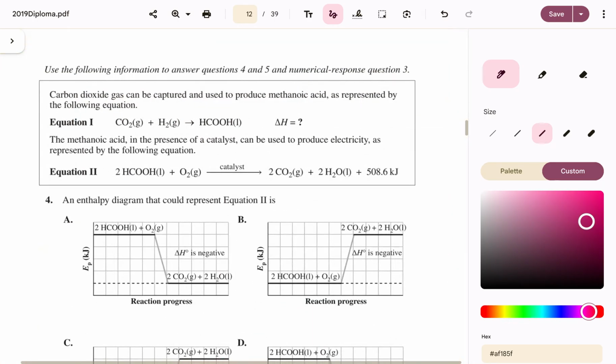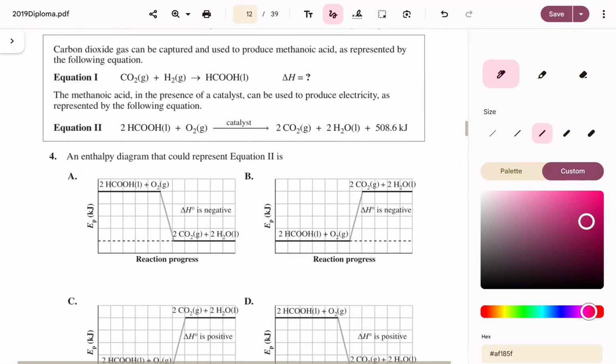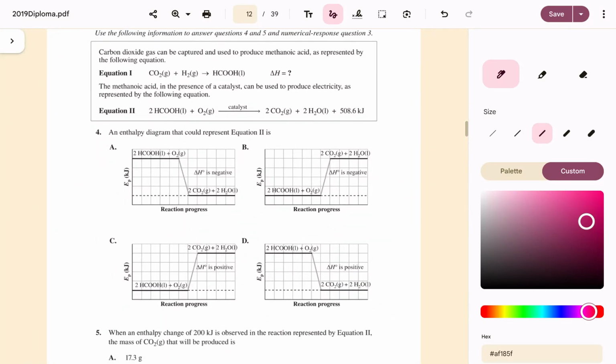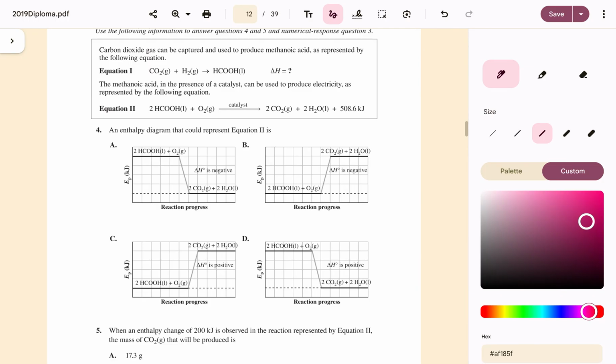Now, moving on from here, this one I'm just going to skip to the question because it's asking which enthalpy diagram could represent equation 2. And if we look at equation 2 only, we have this enthalpy of 508.6. It's on the product side, so that would be exothermic, and your value would be negative. So going through this, I believe the only answer that makes sense is A.